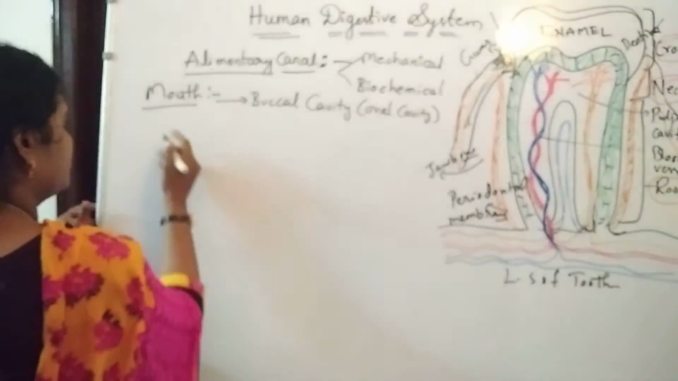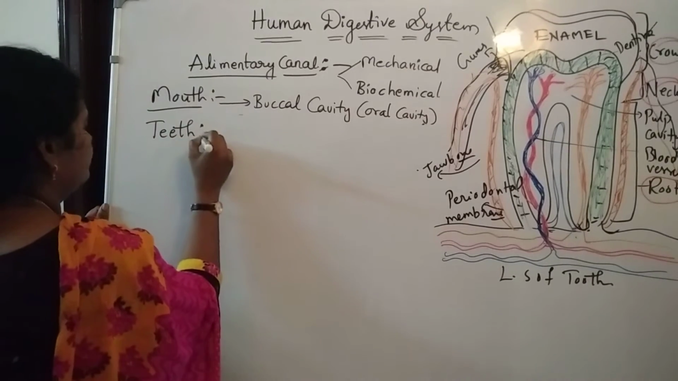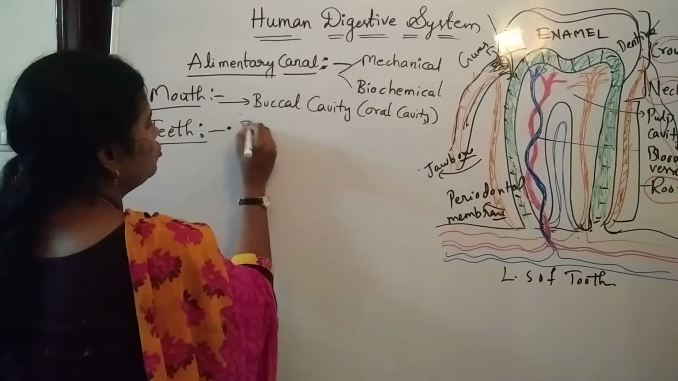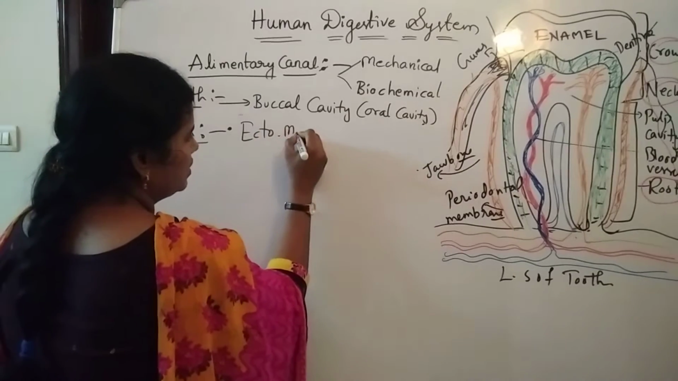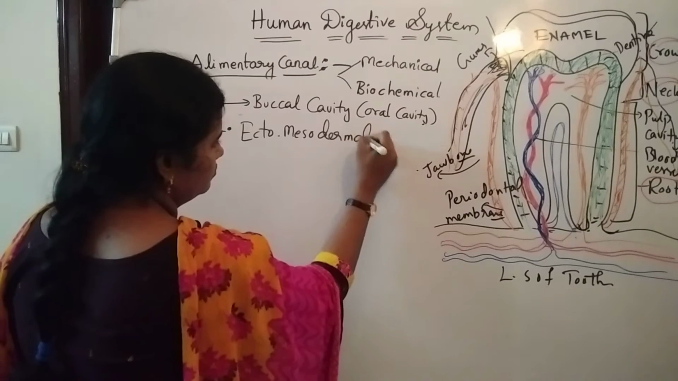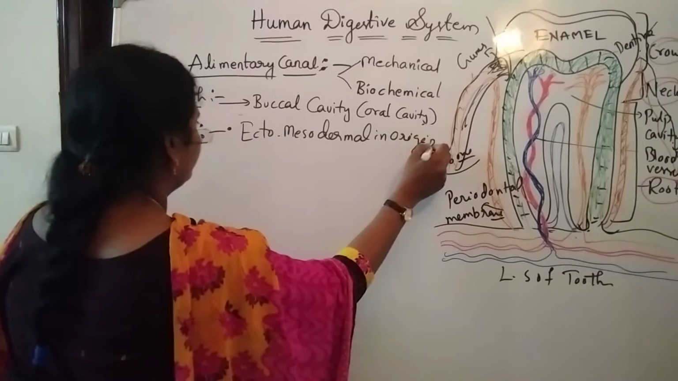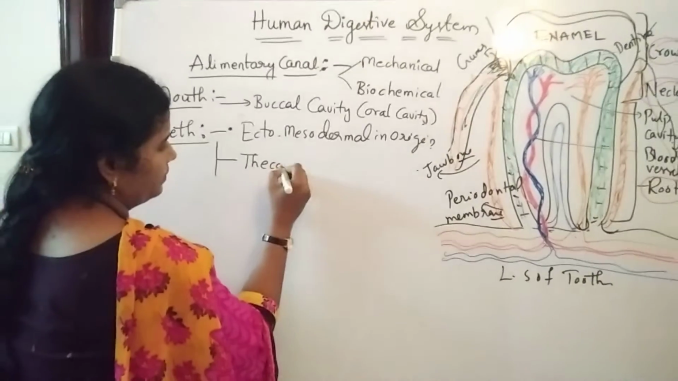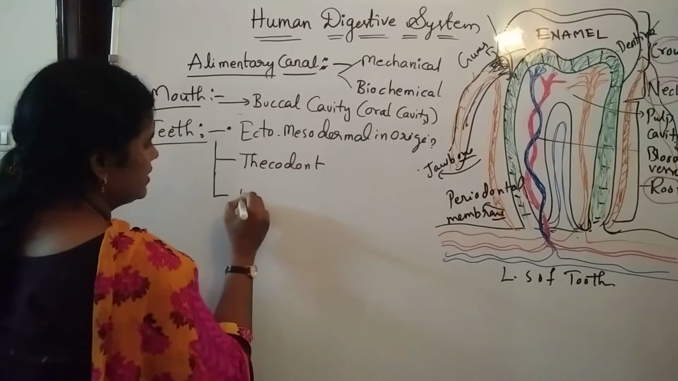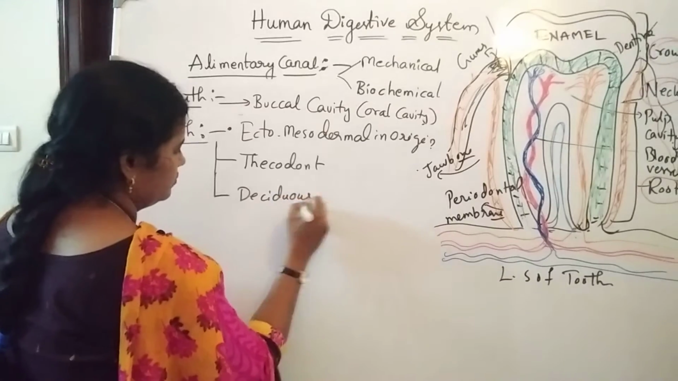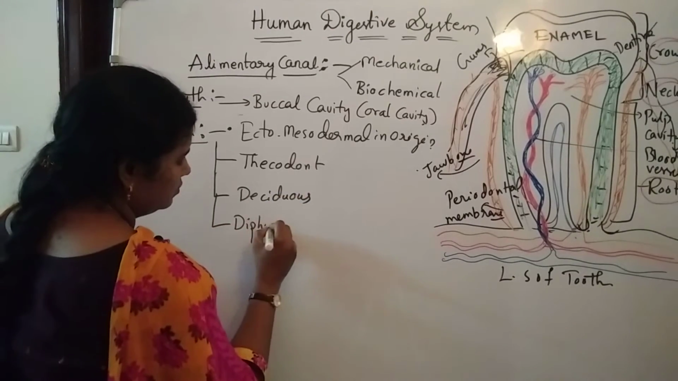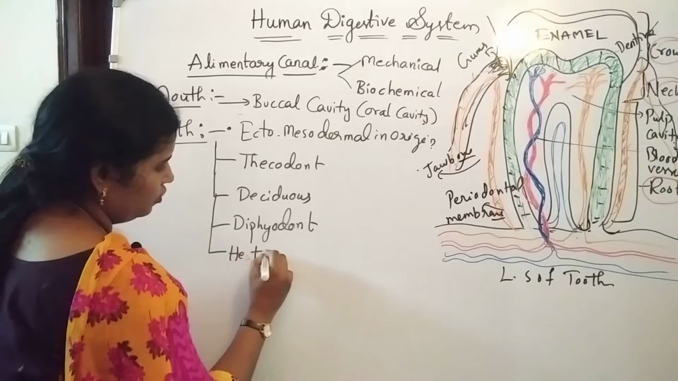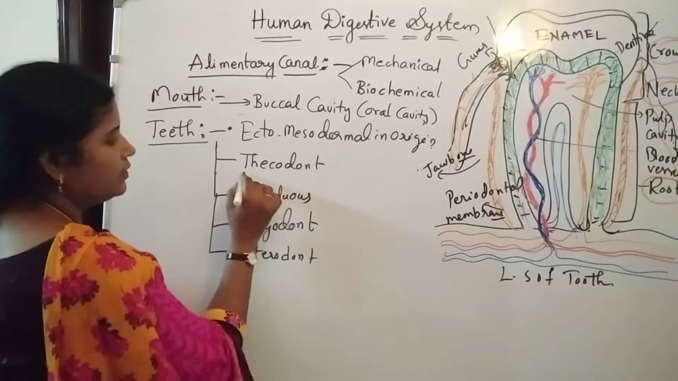In the teeth we have very important points. The main points I am writing, after that I am going to explain. First, teeth are ectomesodermal in origin. Human teeth are thecodont, deciduous, diphyodont, and heterodont. Okay, so what are the meanings of these words?